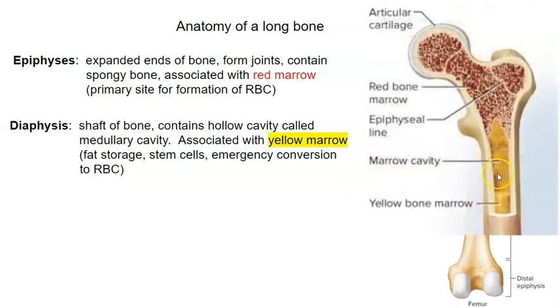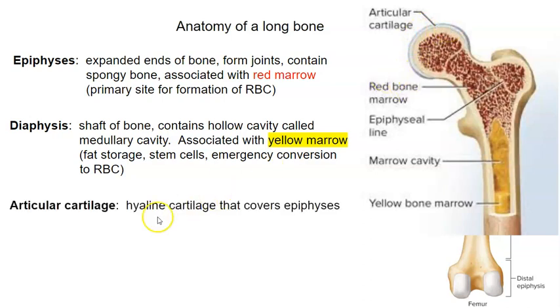Here's another view. We see the yellow marrow in the diaphysis. We see the red marrow in the epiphysis. And then we see this articular cartilage. Articular means articulate, or to form a joint. So we have this type of cartilage, articular cartilage, where a bone meets another bone and forms a joint. And articular cartilage is just a type of hyaline cartilage. So you've already seen that before.